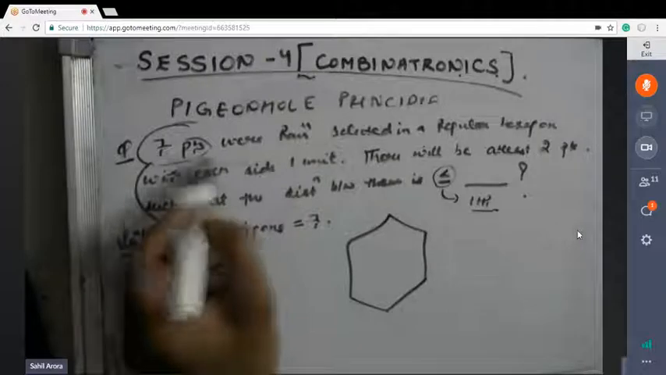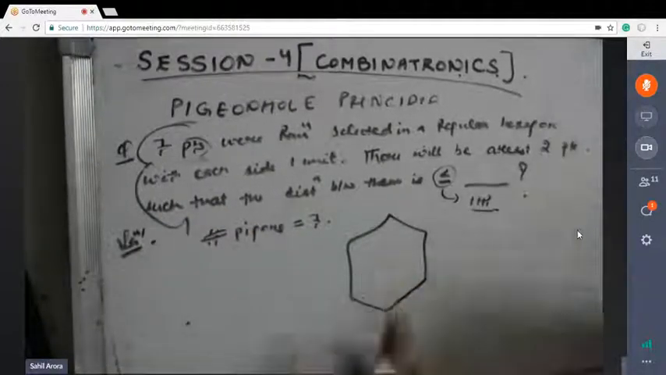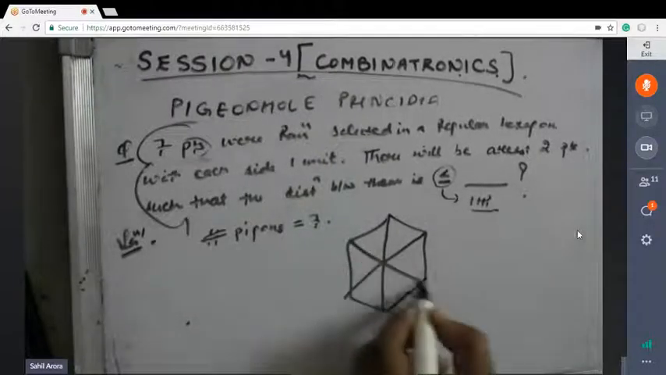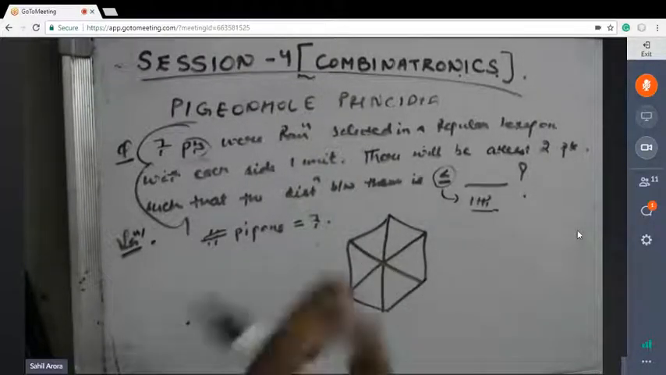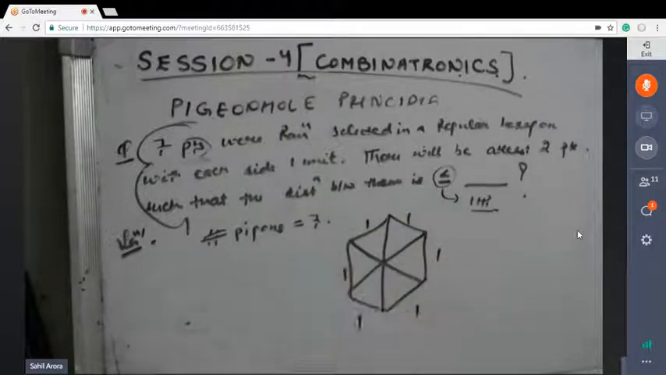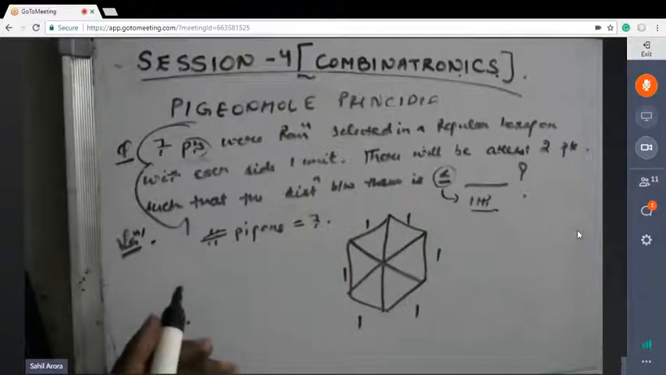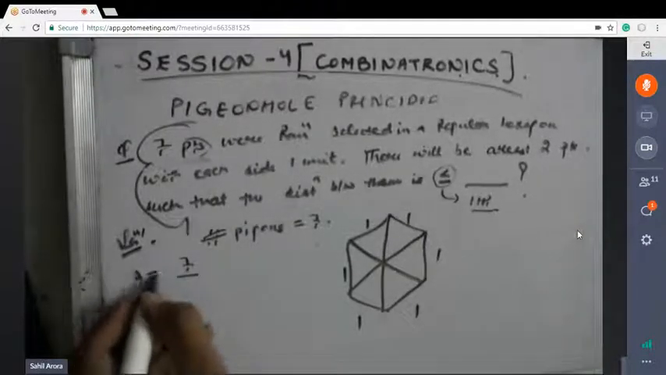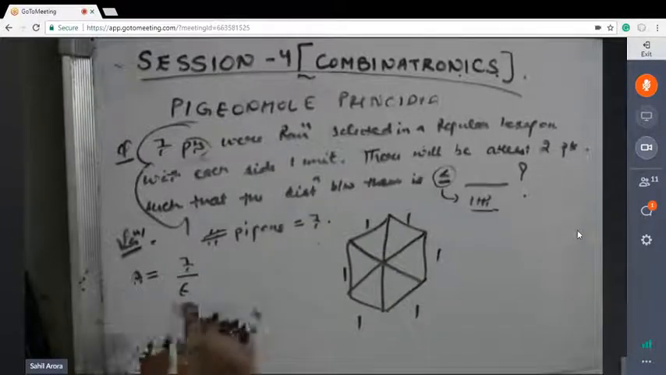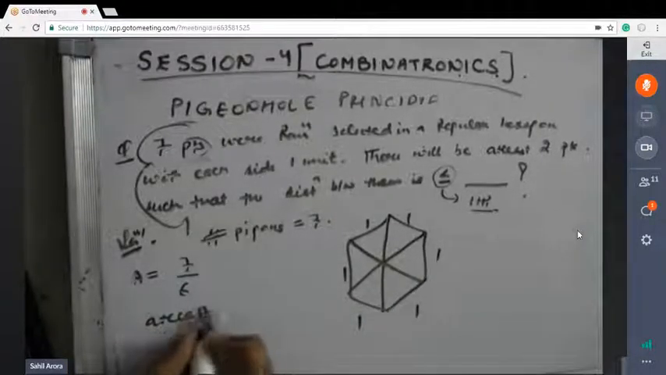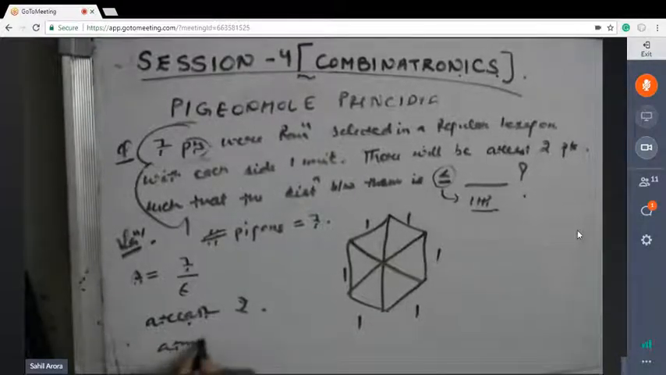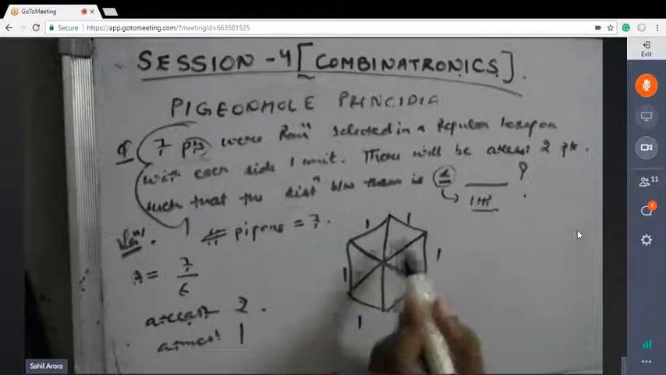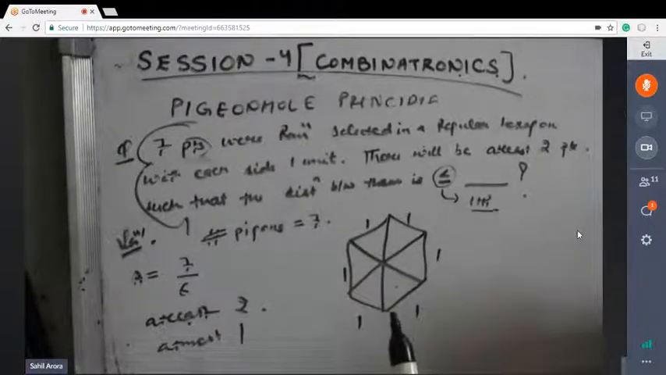We have 7 points. We need to divide it into how many parts? Six equal parts. So let's divide it into 6 equal parts. Every side is 1, 1, 1. Now the question is again the same. We have 7 points and 6 pigeonholes. So some would consist of at least 2, and some would consist of at most 1. So any one of these would consist of 2 points.